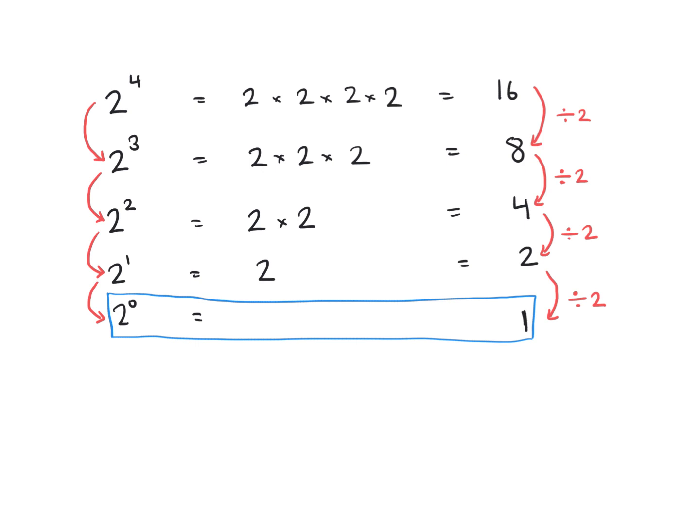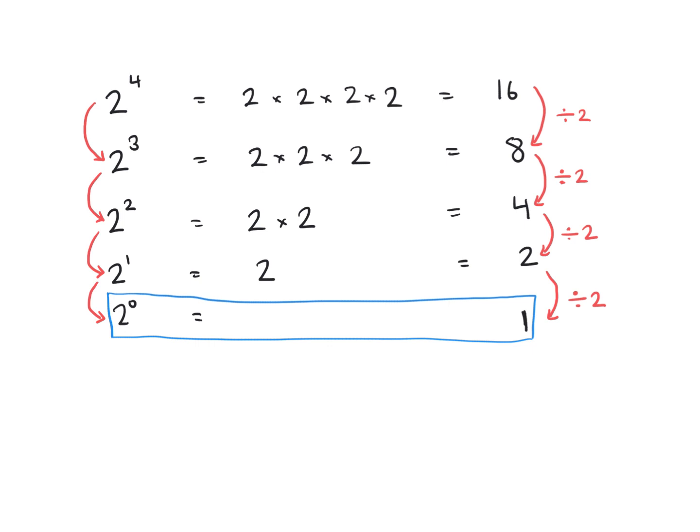But 2 to the 0, it's like how many copies of 2? Well, 0 copies of 2. But the answer is not actually 0. It turns out if we follow this pattern of dividing by 2 every time we go down a power, the answer is equal to 1. Okay, so 2 to the exponent of 0 equals 1.